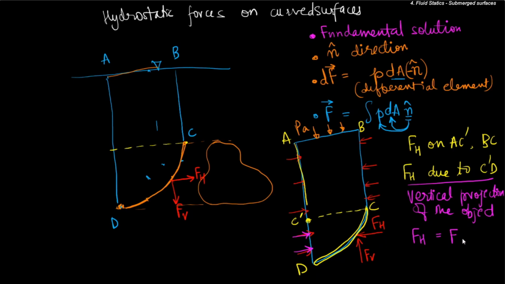So the horizontal force, when we do the statics of this entire mass of fluid, will be equal to the force acting on C prime D, which is equal to P atmosphere plus rho g h centroid times the area, where h centroid is the depth of the centroid of this area C prime D, and the area is the area projected of the object CD onto the vertical plane. Essentially, it is the force acting on its projection.